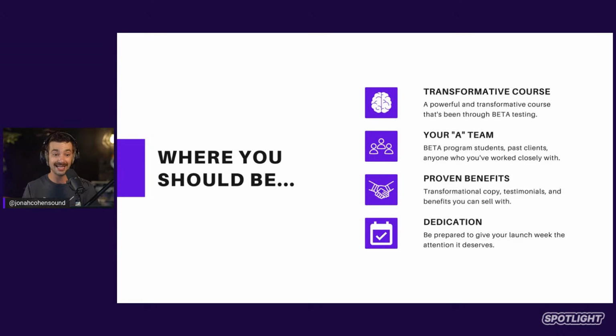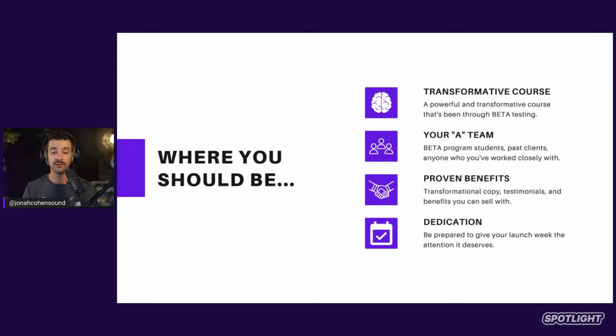You should have your A team. So if you ran a beta group through your course, or you had a few people dig into your product and give you feedback, this is your A team. This is people who have proven the transformation. You've walked them through the transformation you're promising with your product, and they can champion it for you, or at least be a resource for feedback and testimonial.